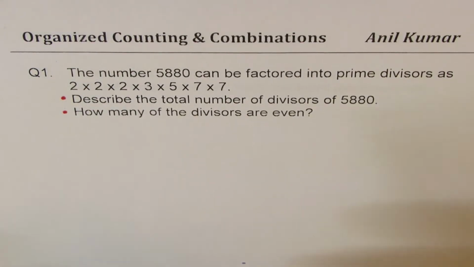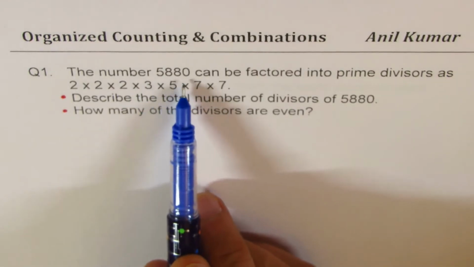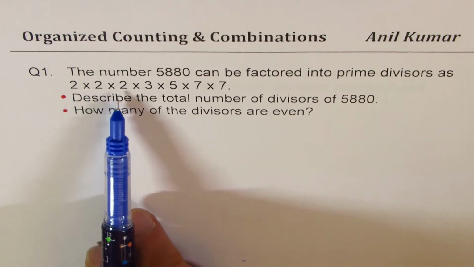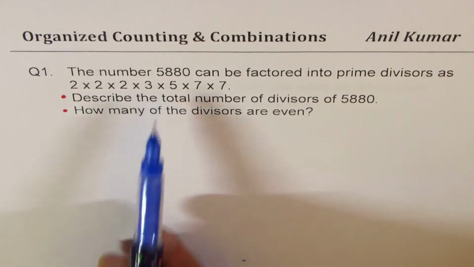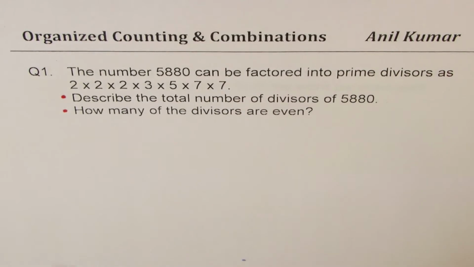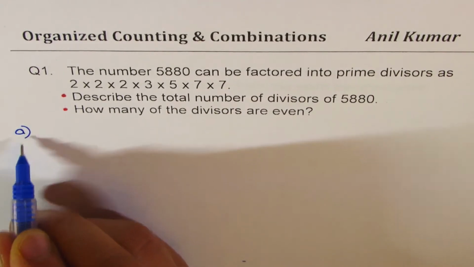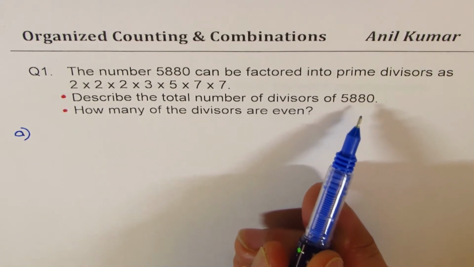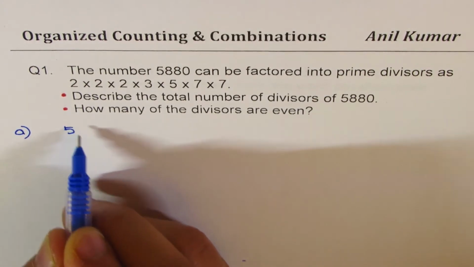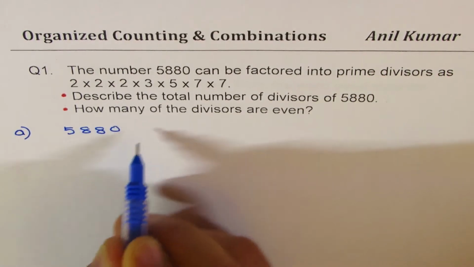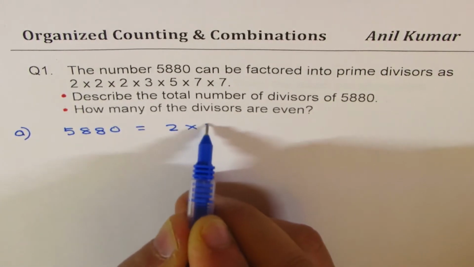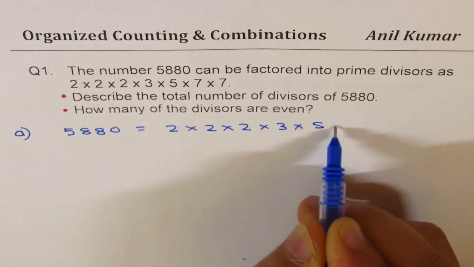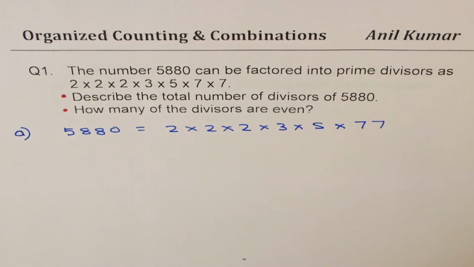Question number 1. The number 5880 can be factored into prime divisors as 2 times 2 times 2 times 3 times 5 times 7 times 7. Now part A is, describe the total number of divisors of 5880. So what we're given here is that 5880 could be written as 2 times 2 times 2 times 3 times 5 times 7 times 7.